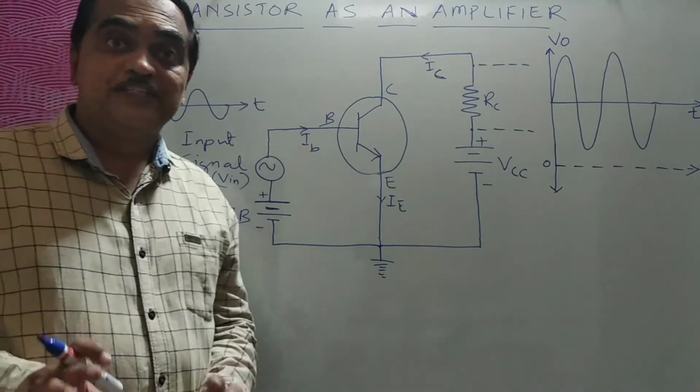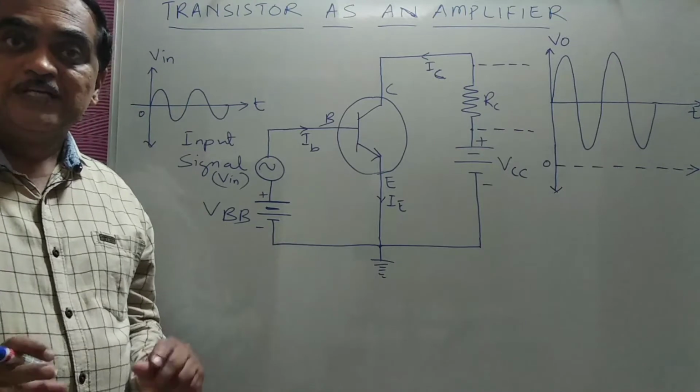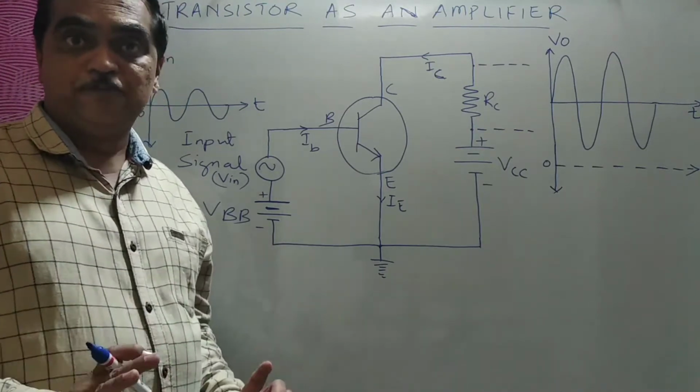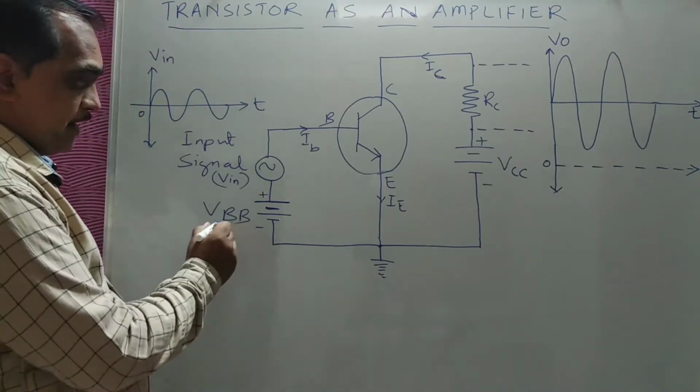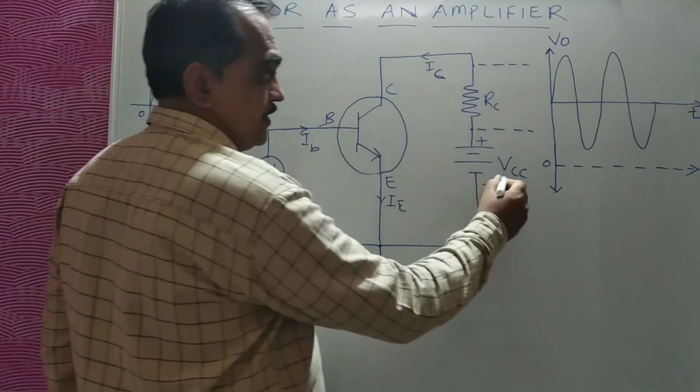Those are the DC voltages. That is the type of biasing you have to do. That is the application of DC voltage that you have to give, and that will be given by VBB and VCC.